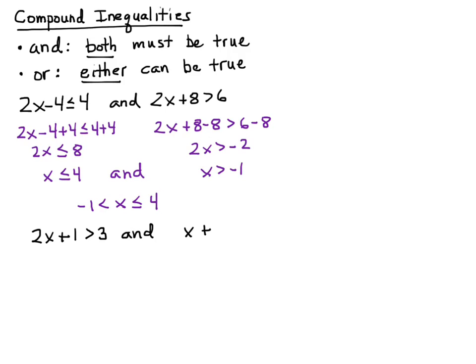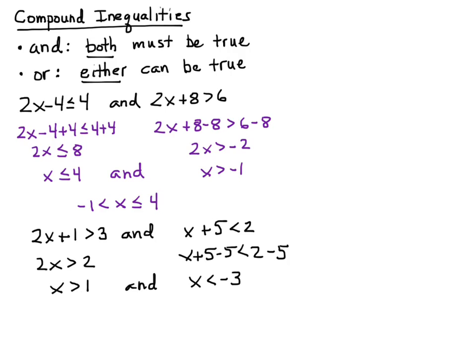So that's what I'm going to do here. 2x plus 1 is greater than 3, and x plus 5 is less than 2. Subtract 1, subtract 5, and so I get x is greater than 1 and x is less than negative 3. Can't happen. There's no number like that, right? So we're going to just then write no solution.